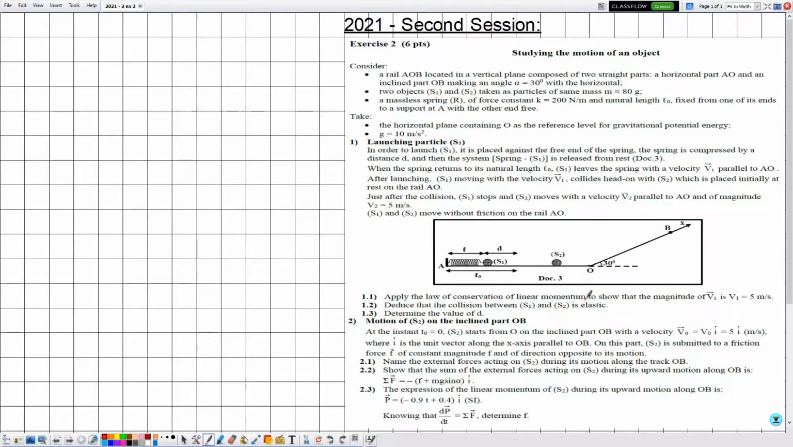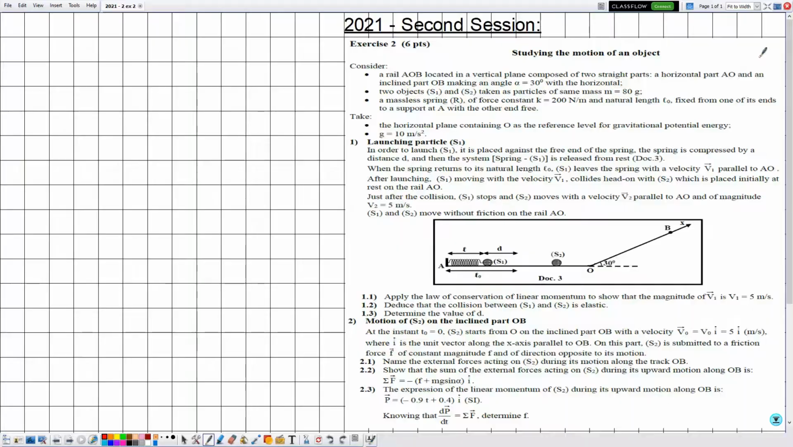Okay, hello everyone. In a new video, in this one we are going to solve an exercise related to mechanics in the chapters of energy and linear momentum. This exercise was a previous one in the Terminal LS exams 2021 second session, exercise number 2. The title of this exercise is Studying the Motion of an Object.